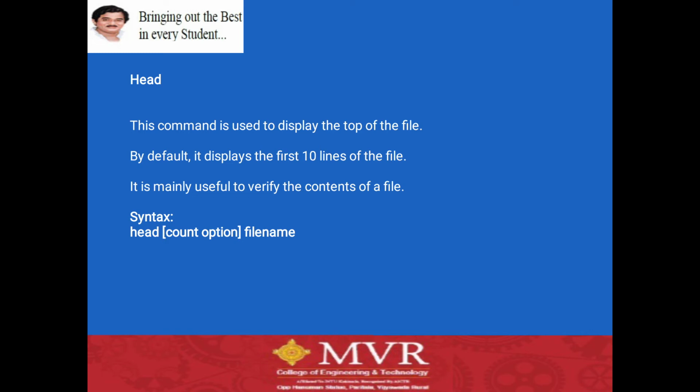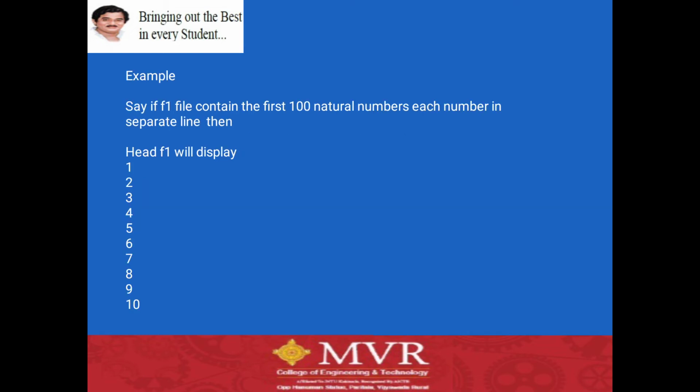So the syntax is simple: head, count options, file name. Let us see with an example. For example, f1 is a file which is having the first 100 natural numbers.